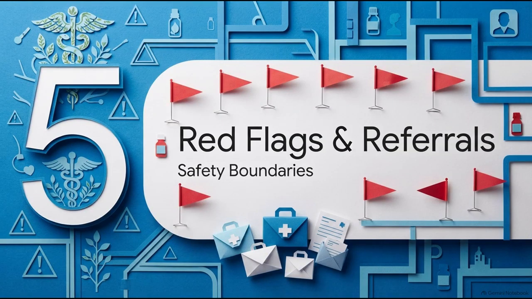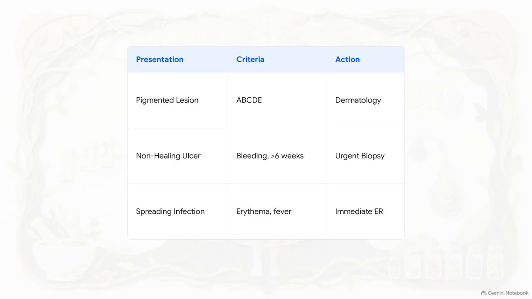Finally, Section 5, red flags and referrals. This is all about setting absolute clinical safety boundaries. The absolutely crucial takeaway here is that philosophical frameworks must never, ever replace mandatory diagnostic biopsies or emergency medical interventions. If a practitioner sees a pigmented lesion with irregular borders, or a non-healing ulcer that bleeds easily, or a rapidly spreading infection accompanied by a fever, those are massive, flashing red flags. The mandatory action is immediate referral to a specialist, an oncologist or an ER. Delaying that kind of care for unmonitored alternative therapy isn't just a mistake, it's considered clinical negligence.